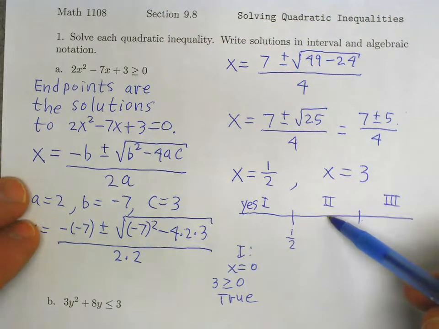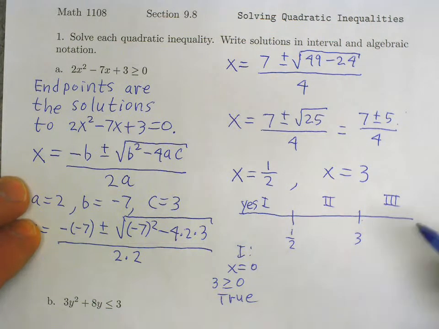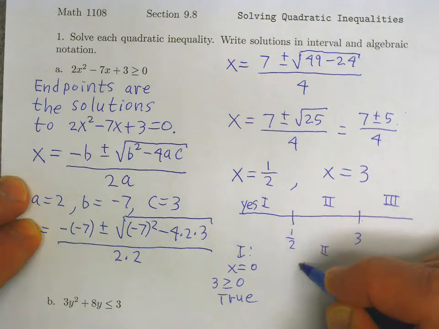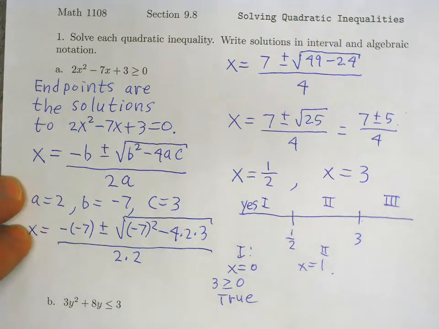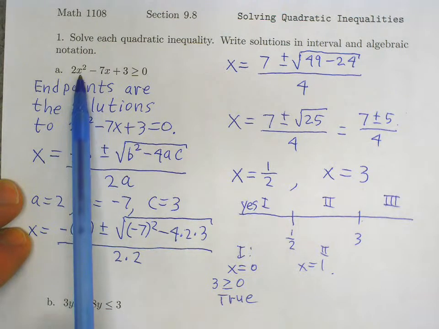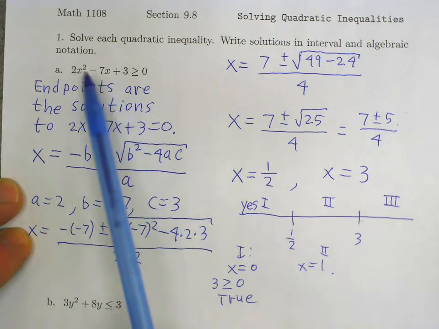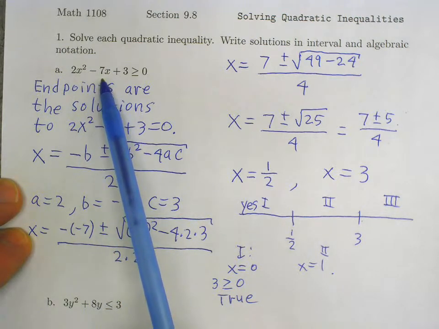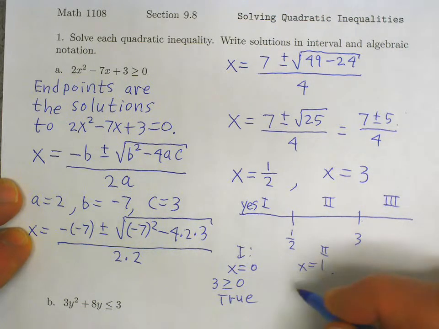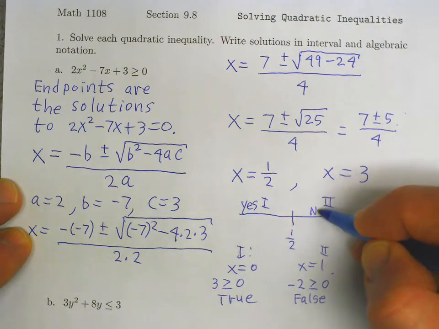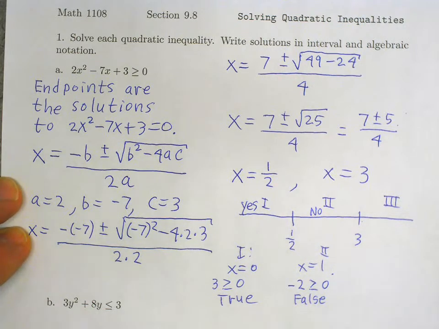In the second interval, pick any number you want between 1/2 and 3. I'll pick x to be 1. One is a nice number to pick because when you replace x with 1, 2 times 1 squared is just 2, and minus 7 times 1. So 2 minus 7 is -5, and -5 plus 3 is -2. We get -2 greater than or equal to 0, but that's false. So none of the numbers between 1/2 and 3 are solutions.